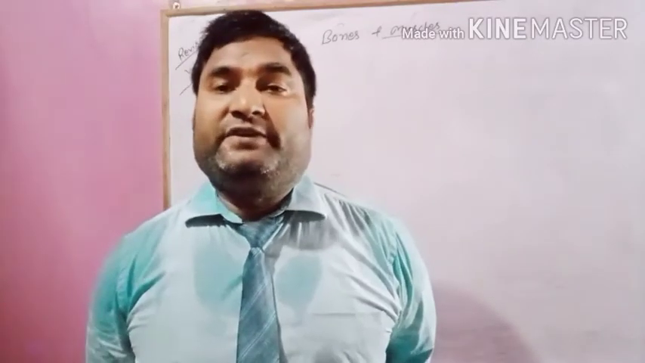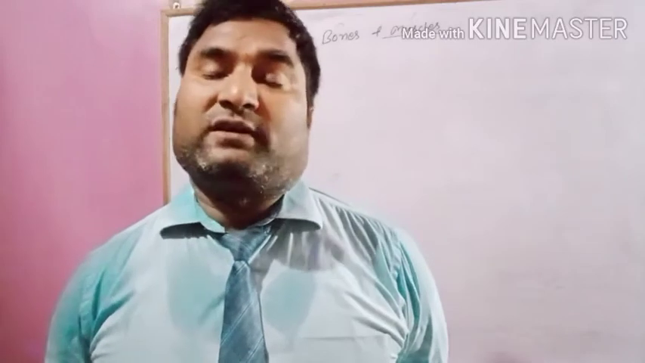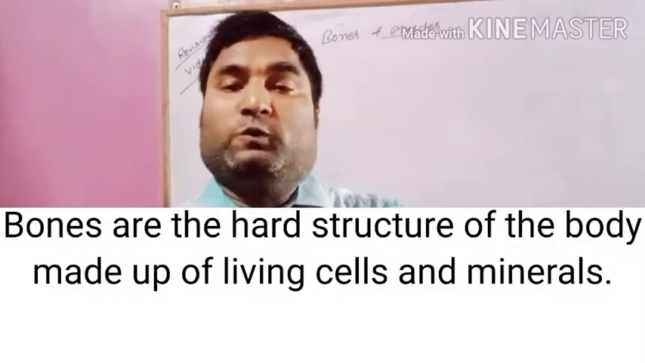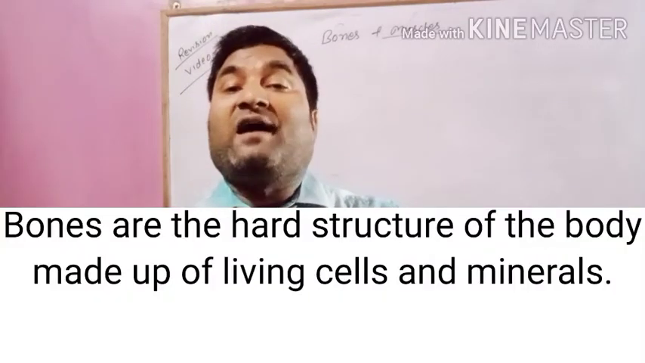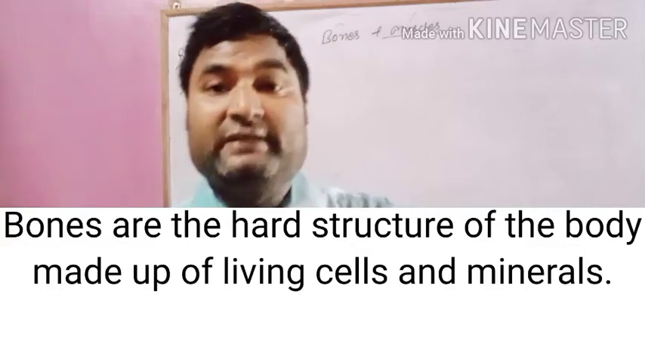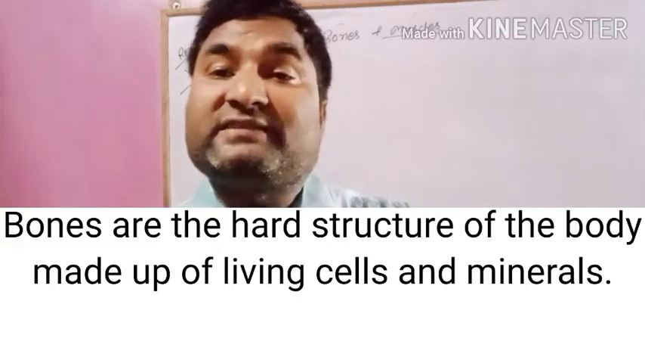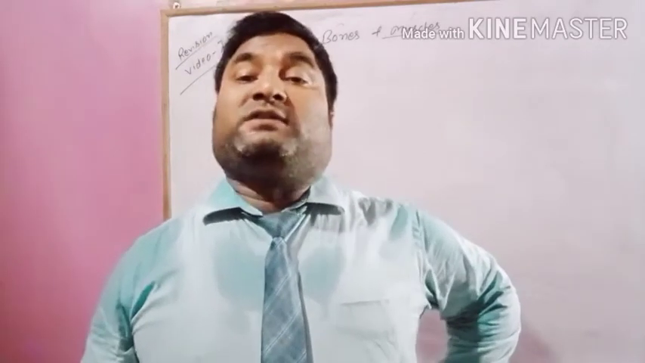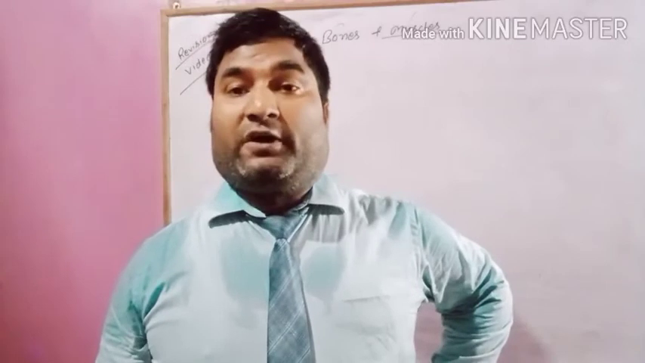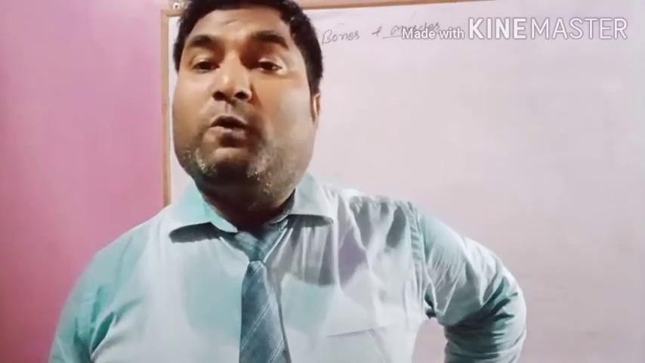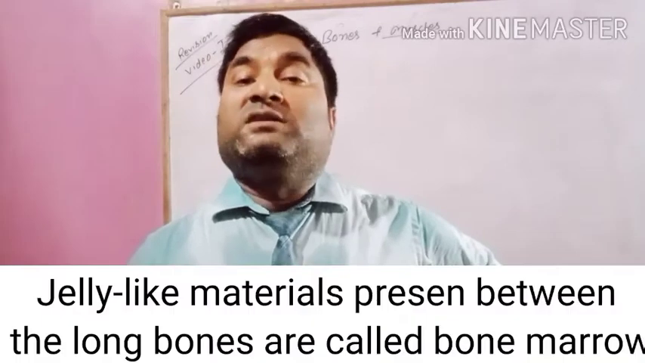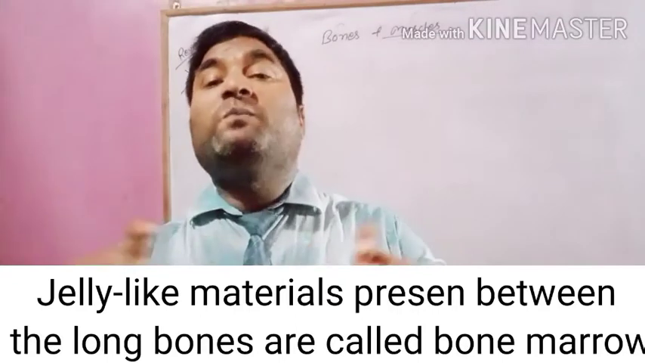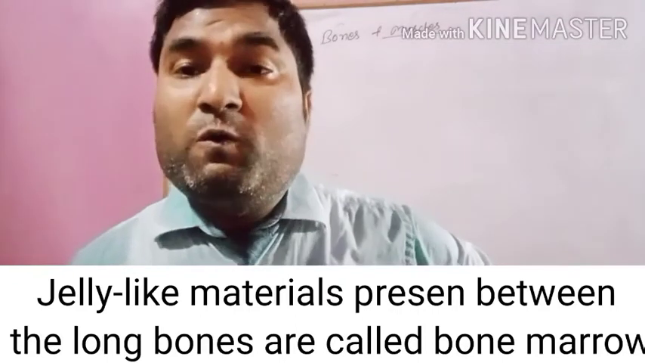This is the first video of the revision for the third chapter, that is bones and muscles. So, what are bones? Bones are the hard structure of the body that is made up of living cells and minerals. The longer bones in our body also have bone marrow. What is bone marrow? The jelly-like substance present between the long bones is called bone marrow.